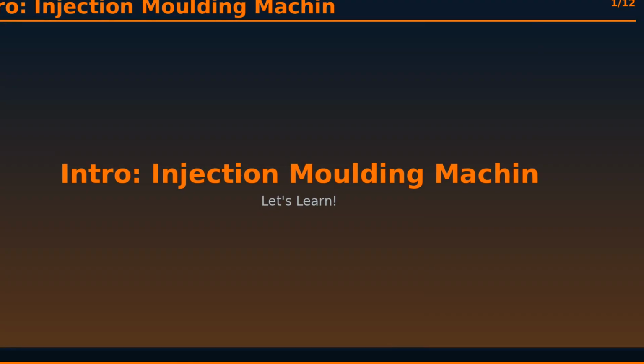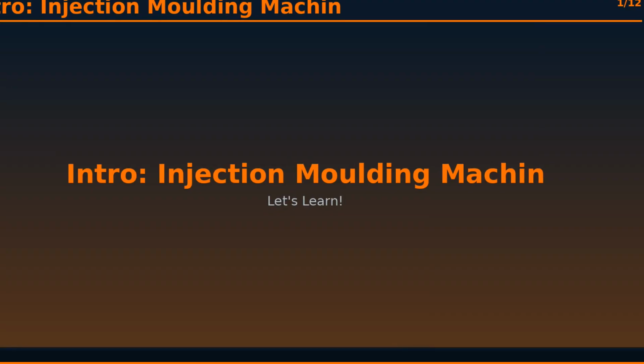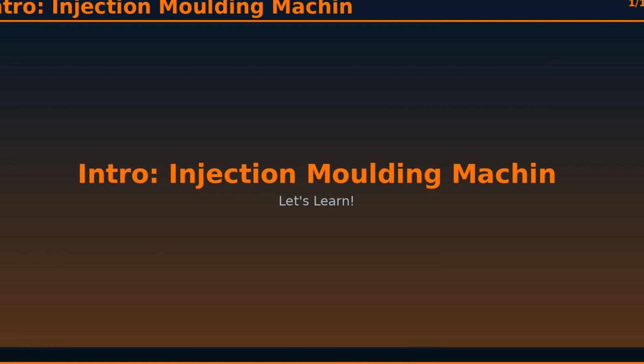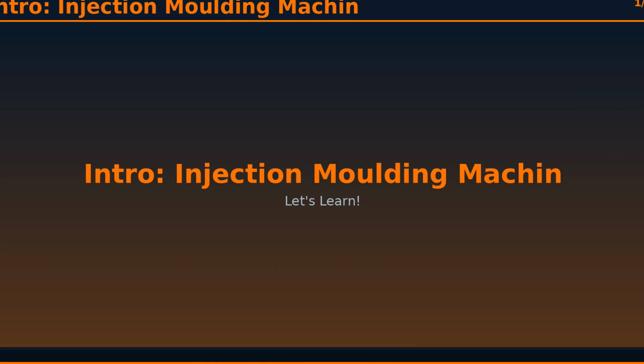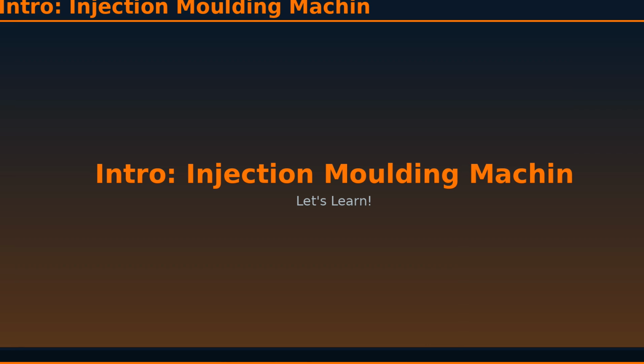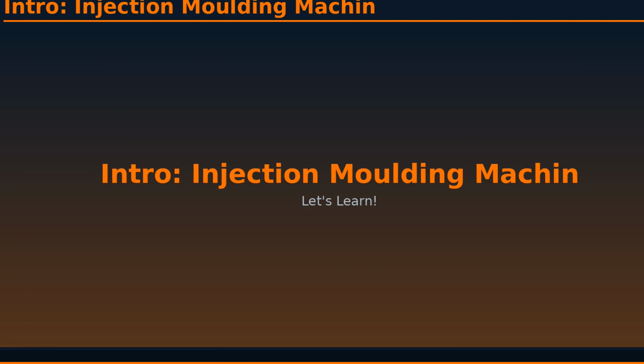Today we learn about injection molding machine components and functions. This is a fundamental concept in plastics engineering with wide industrial applications. We will cover principles, processes, and real-world examples in this lecture.